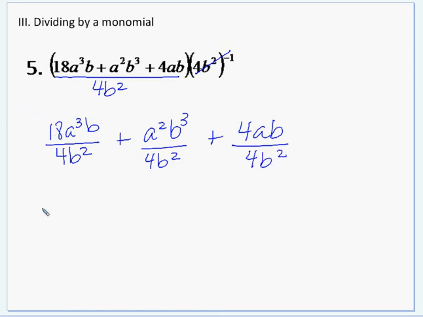So 18 over 4 reduced is going to give you 9 over 2. Now, we can't do anything with this a, so just leave it on top. Now, b divided by b squared is b to the negative 1. Since it's negative, bring it down to the bottom. So this is our first reduced term.